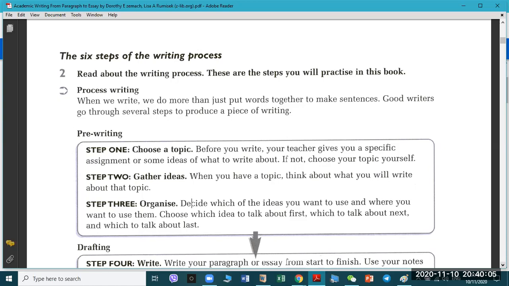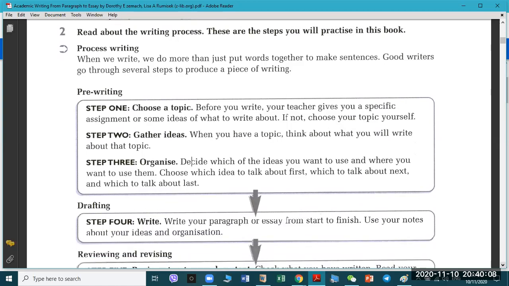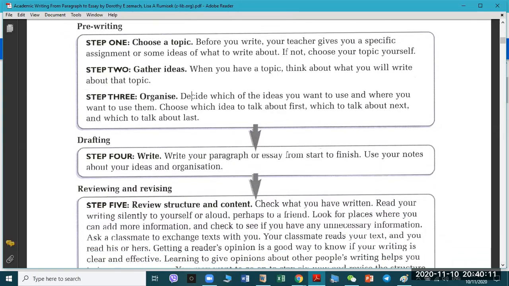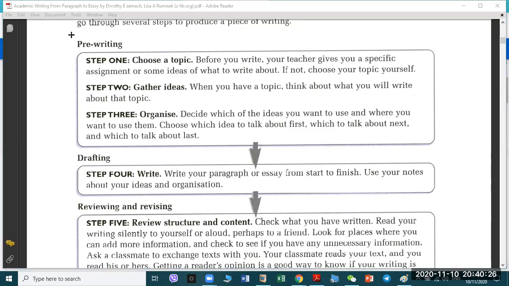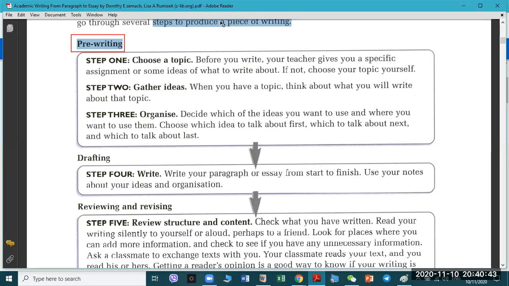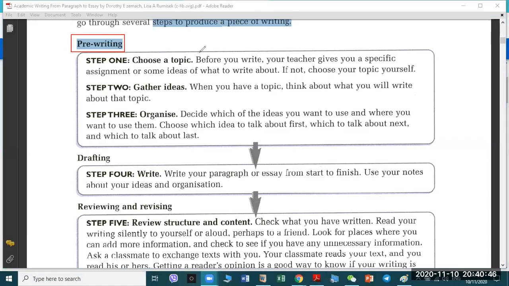Okay, the steps are divided into 3, I think, 3 parts. Okay, the first 3 steps are one part, which are all the 3 first steps are put under the name pre-writing. This is the first 3 steps. Okay, pre-writing steps are the following. Before you write, you should do the following. Okay, before you write, you should do these 3. Okay, so the 3 points that you should do are as follows.